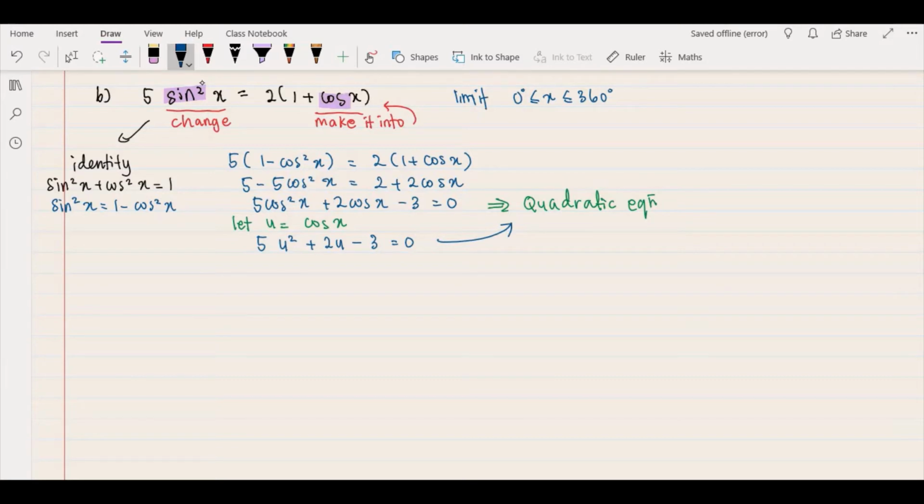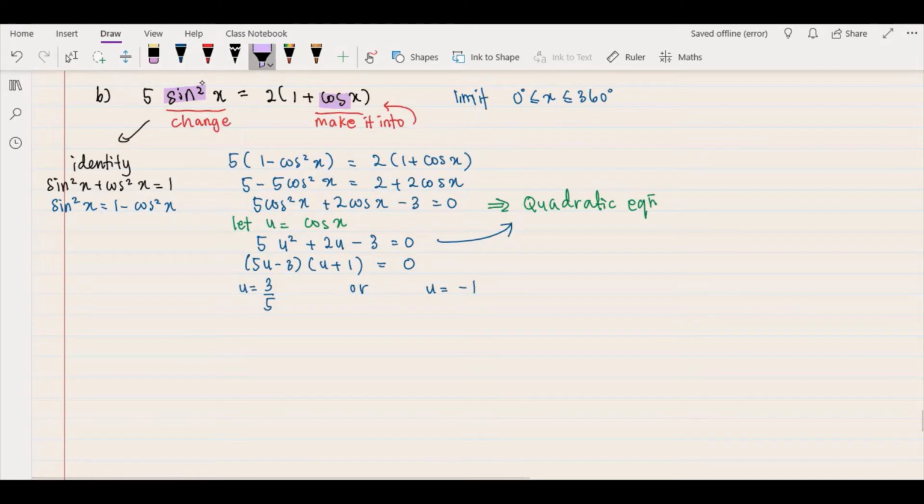How do we factorize this one? We will just use the calculator, or you can do this manually, and you will have 5u minus 3 times u plus 1, sorry, my bad. That gives us 5u squared plus 2u minus 3 if we expand those two factors, and everything must be equal to 0. That gives us u is 3 over 5, or u is negative 1.